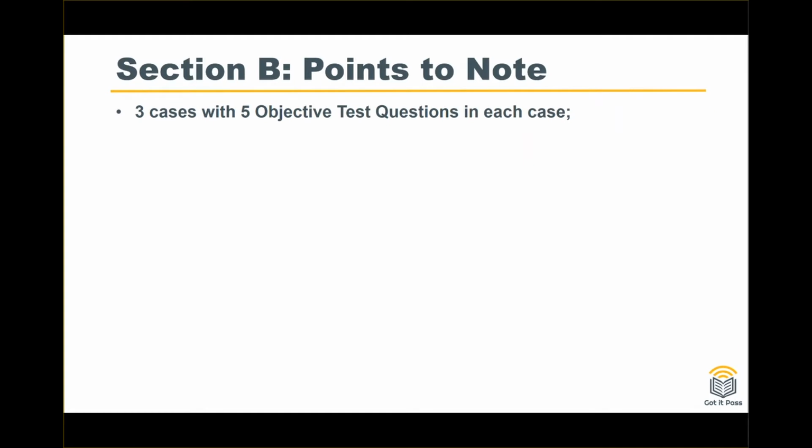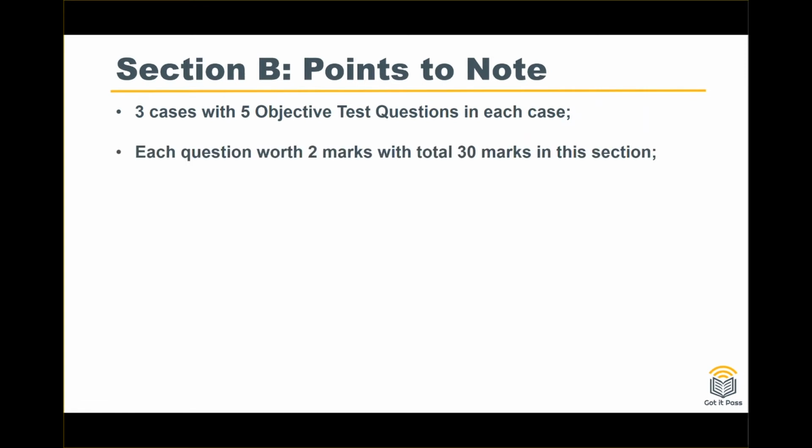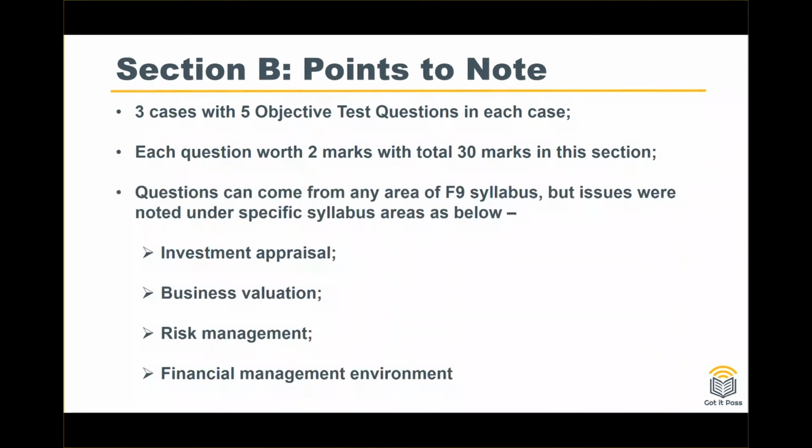For section B, 3 cases with 5 objective test questions in each case. I share with you, each question is worth 2 marks, with a total of 30 marks in this section. Questions can come from any area of the FM syllabus, but the focus is on investment appraisal, business valuation, risk management, and also, a small tip, the financial management environment.